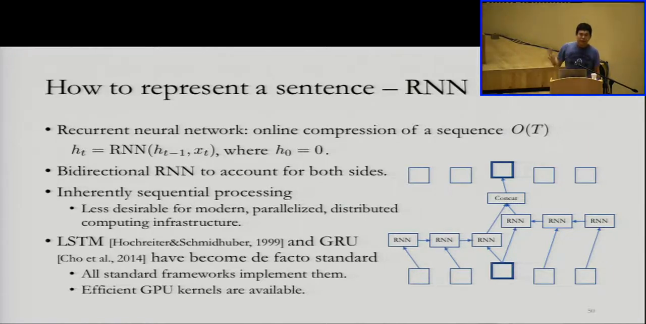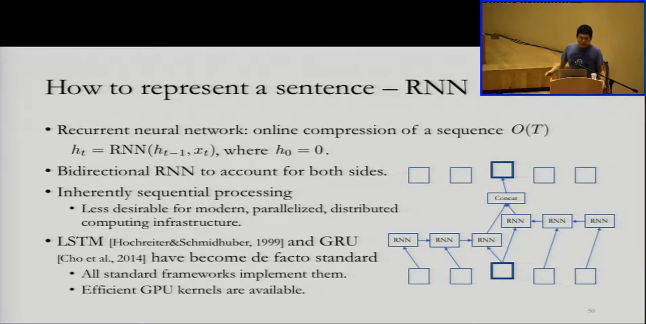Unfortunately, this is nice if you look at the computation complexity, but this processing is inherently sequential, unlike the self-attention, convolution, or skip-gram, which can all be done in parallel very nicely. In the case of the recurrent neural net, everything has to be done sequentially, so it's slightly less desirable for modern parallelized distributed computing infrastructure. That's why the self-attention has picked up a huge amount of interest.